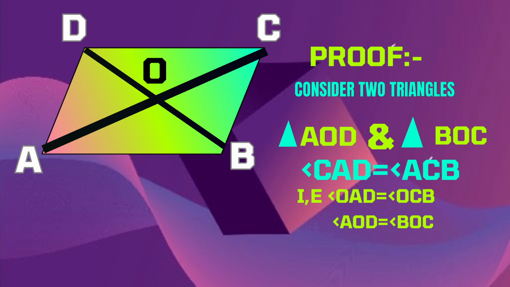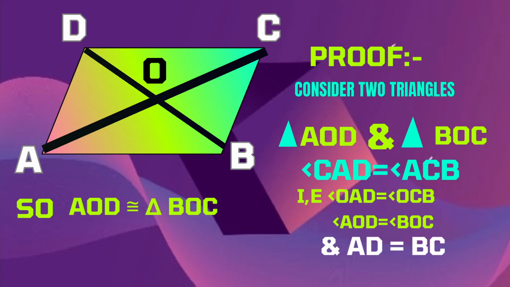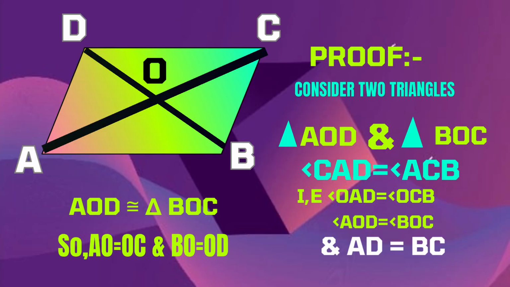Since the two diagonals AC and BD intersect at the point O and AB equal to CD, so triangle AOB is congruent to triangle COD by the AAS criterion of congruence. So AO equal to OC and BO equal to OD, corresponding sides of the congruent triangles.